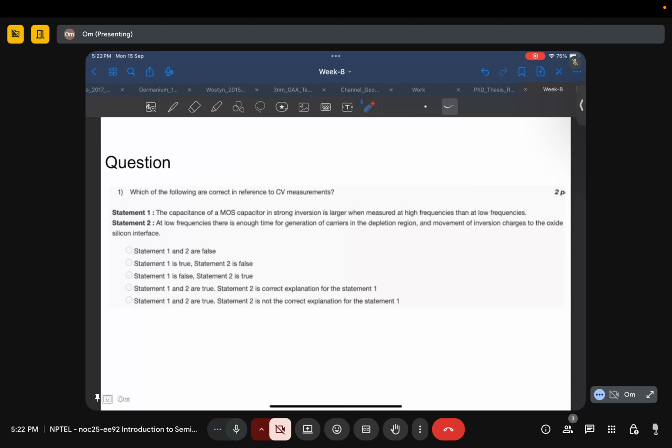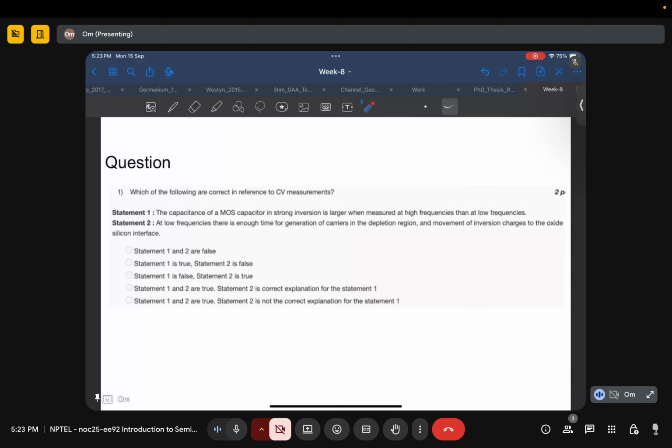Okay, so let us see this question. The question is, which of the following are correct in reference to CV measurements? Statement 1. The capacitance of a MOS capacitor in strong inversion is larger when measured at high frequencies than at low frequencies. Statement 2. At low frequencies, there is enough time for generation of carriers in the depletion region and movement of inverter charges to the oxide silicon interface.